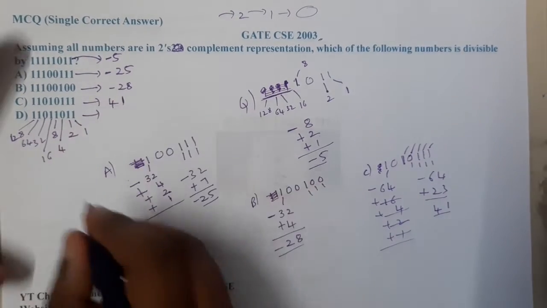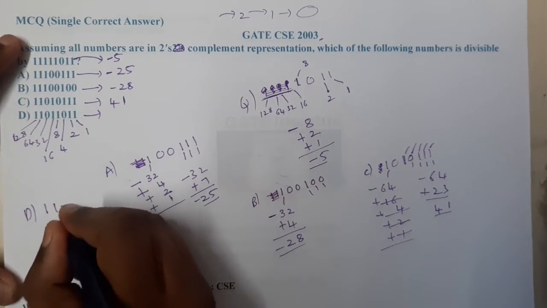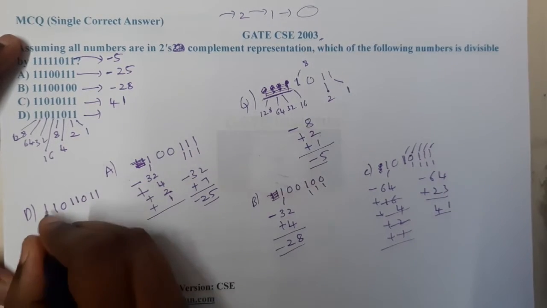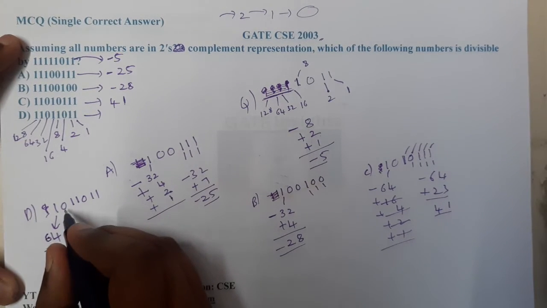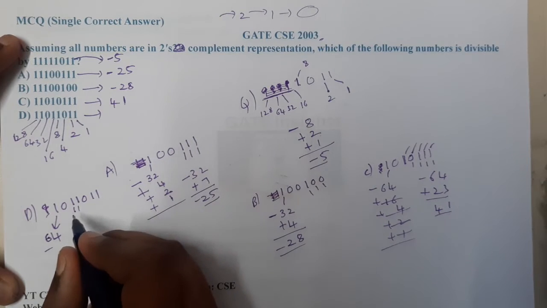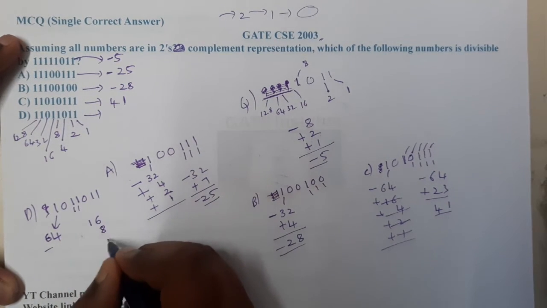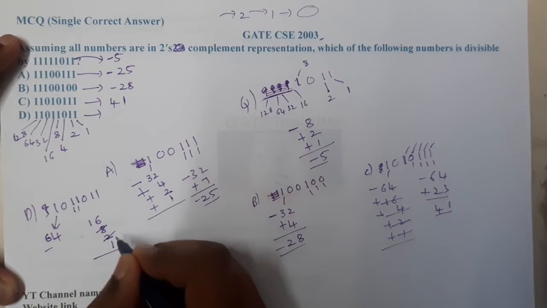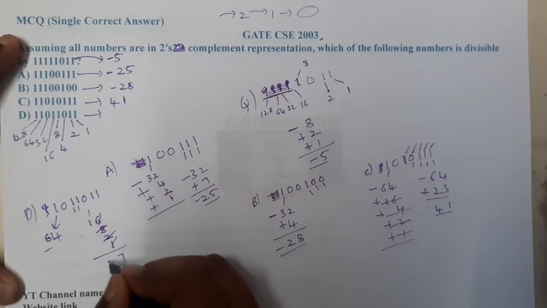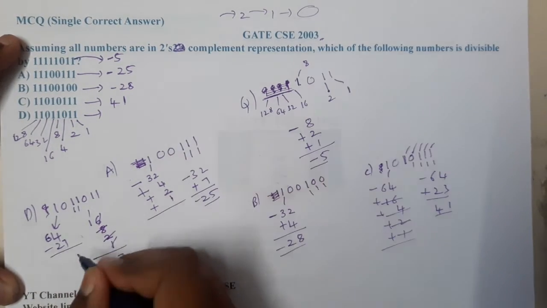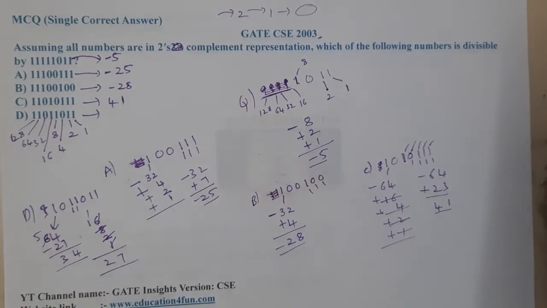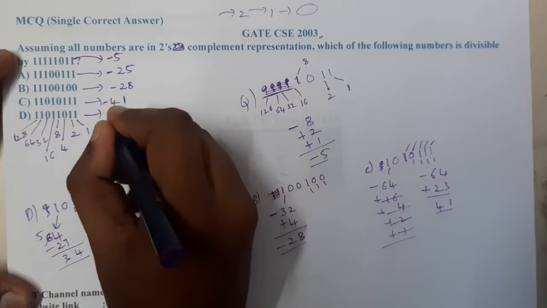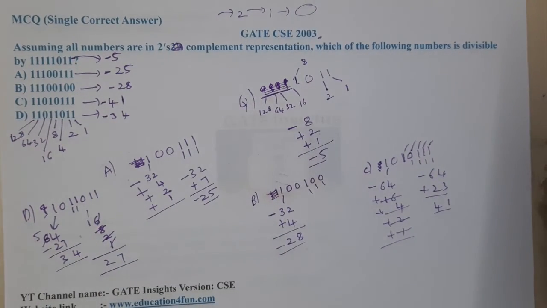What about option D? Option D is 1, 1, 0, 1, 1, 0, 1, 1. It is a fancy number, right? So it is minus 64 plus 16, 8, 2 and 1, which is 27. If you subtract 27 from 64, you will end up with 37. So I forgot to keep the minuses. We ended up with these values.